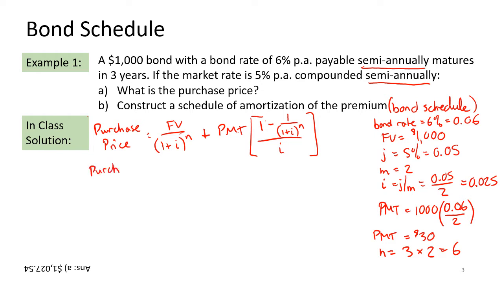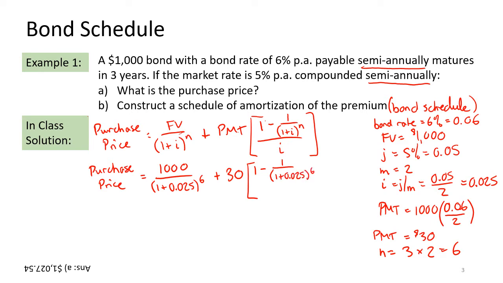Substituting these values in, your purchase price is equal to your face value, 1,000, divided by 1 plus the periodic interest rate, 0.025, to the exponent 6, plus your payment, $30, multiplied by 1 minus 1 divided by 1 plus the periodic interest rate, 0.025, to the exponent 6, divided by the periodic interest rate, 0.025. Again, this is using the market rate, because we're trying to figure out your purchase price based on market conditions.